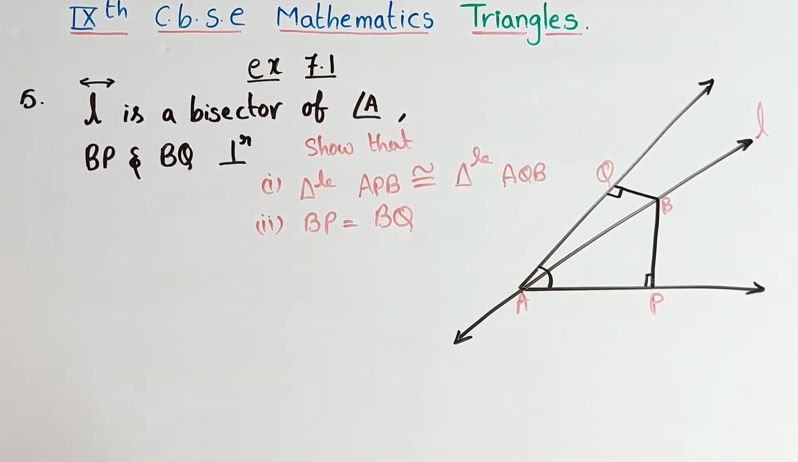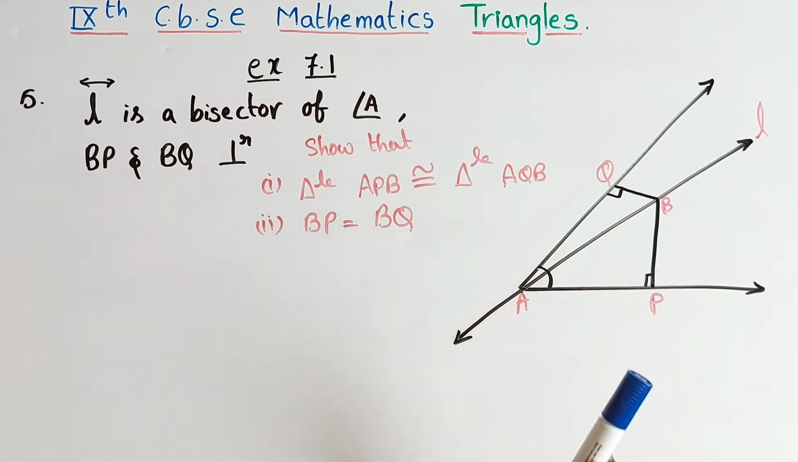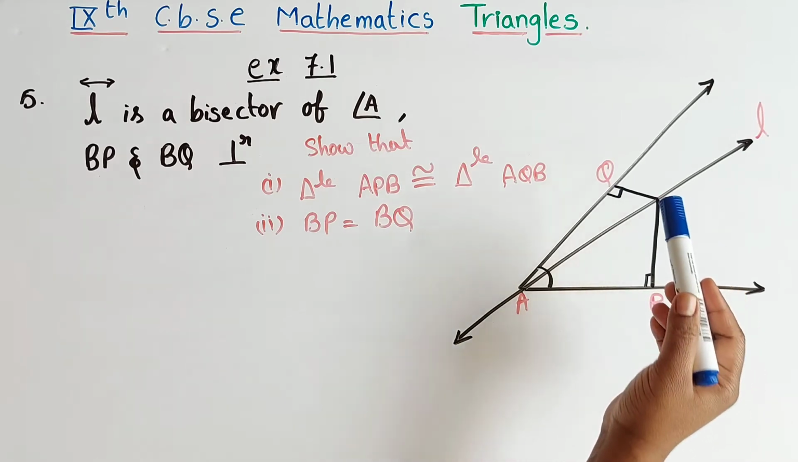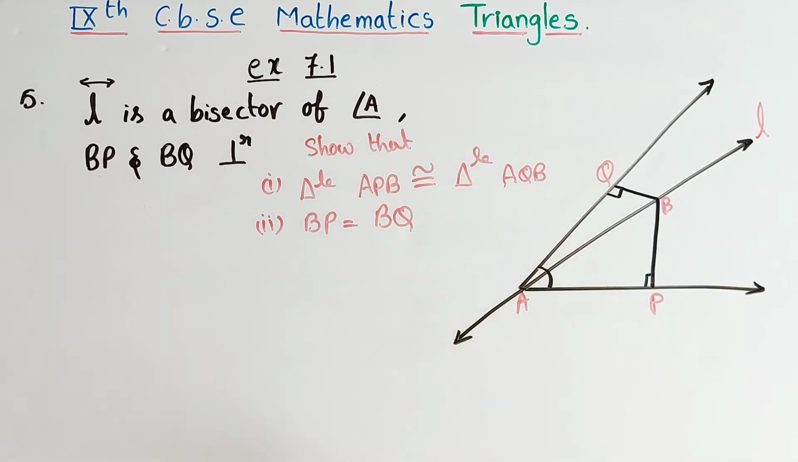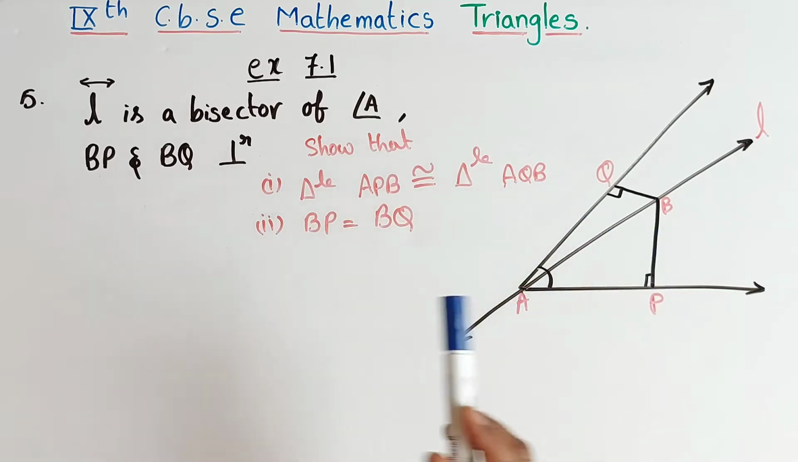Question 5, children. Line L is a bisector of an angle A and B is any point on L. BP and BQ are perpendiculars from point B to the arms of angle A. Show that triangle APB is congruent to triangle AQB and show that BP equals BQ.